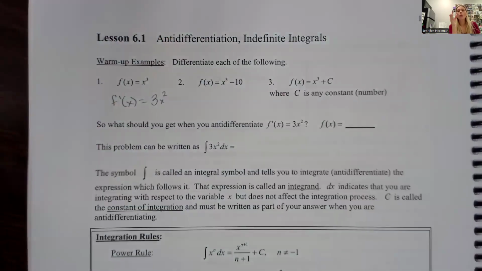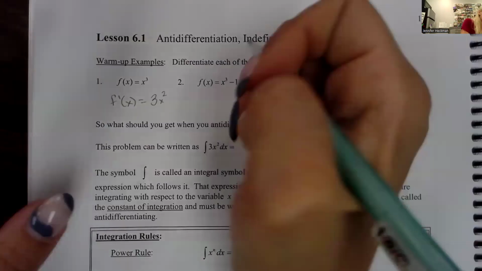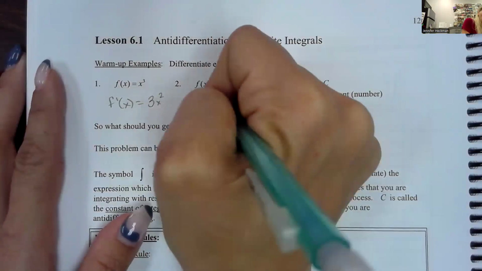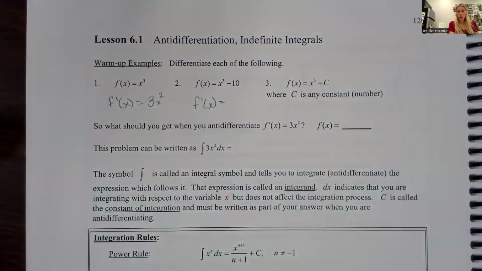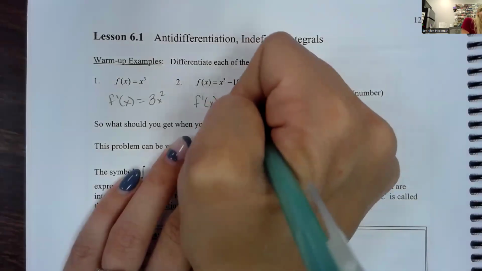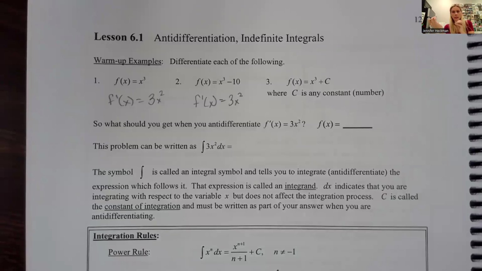Now, number two, we have a different function. This is f of x equals x cubed minus 10. Okay, different function. Let's take the derivative. So f prime of x equals, well, x cubed would be our power function, right? So 3x squared. And then we have minus 10. Well, what's the derivative of 10? It's a constant. So the derivative of any constant is 0.